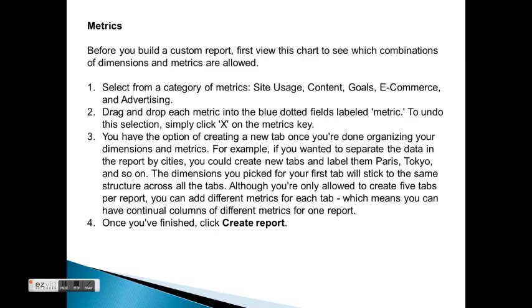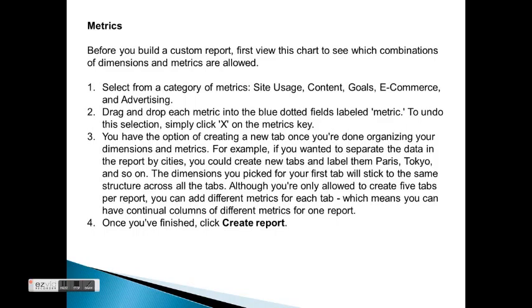Metrics. Before you build a custom report, first review the chart to see which combinations of dimensions and metrics are allowed. Select from a category of metrics: site usage, content, goals, e-commerce, and advertising. Drag and drop each metric into the blue dotted fields labeled metric. To undo this selection, simply click X on the metric key.